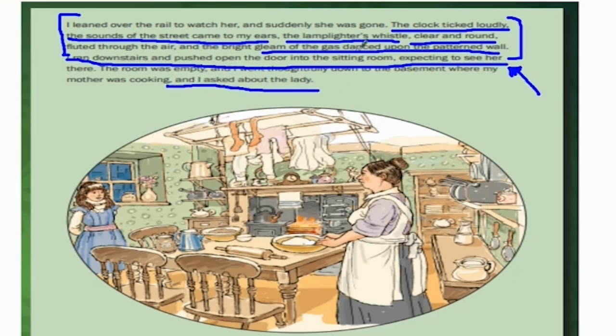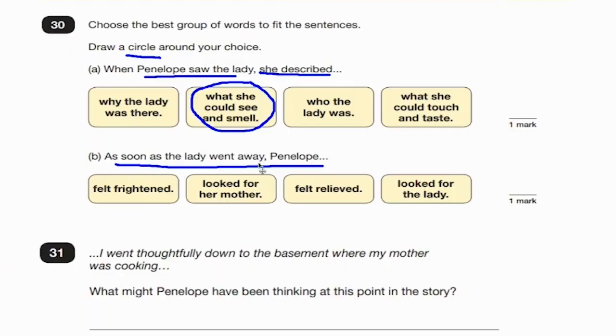Now, this question is a tricky one because a lot of children will think that she's gone to speak to her mother at first, but actually she didn't. That wasn't the first thing she did. What she actually did was go to see if she could find the lady. She wanted to see where the lady had gone. So as soon as the lady went away, Penelope looked for her mother is the one that some children circled, but actually it's not what she did straight away. In fact, straight away she looked for the lady. So that would be the correct option.